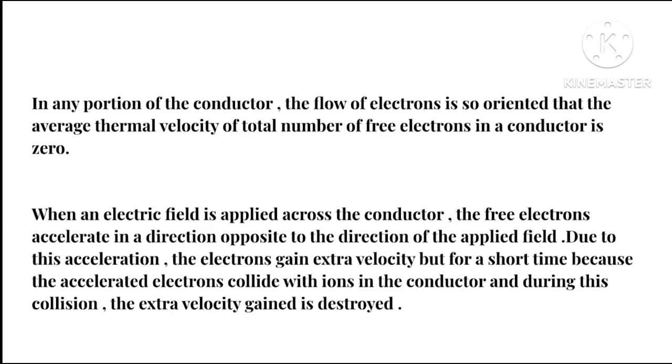Whenever an electric field is applied across the conductor, these free electrons get a particular direction in which they start to accelerate, and they accelerate in the direction opposite to the direction of the applied electric field. When the electrons accelerate, they gain some extra velocity, but this velocity is just for a short time, because when electrons accelerate, they start colliding with the ions in the conductor, and during this collision, that extra velocity gained by the electrons gets destroyed.